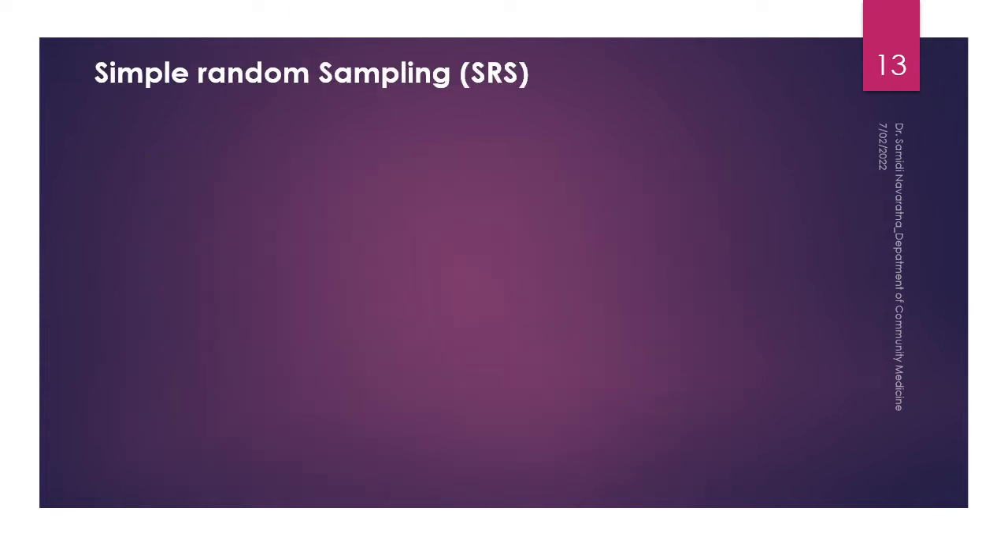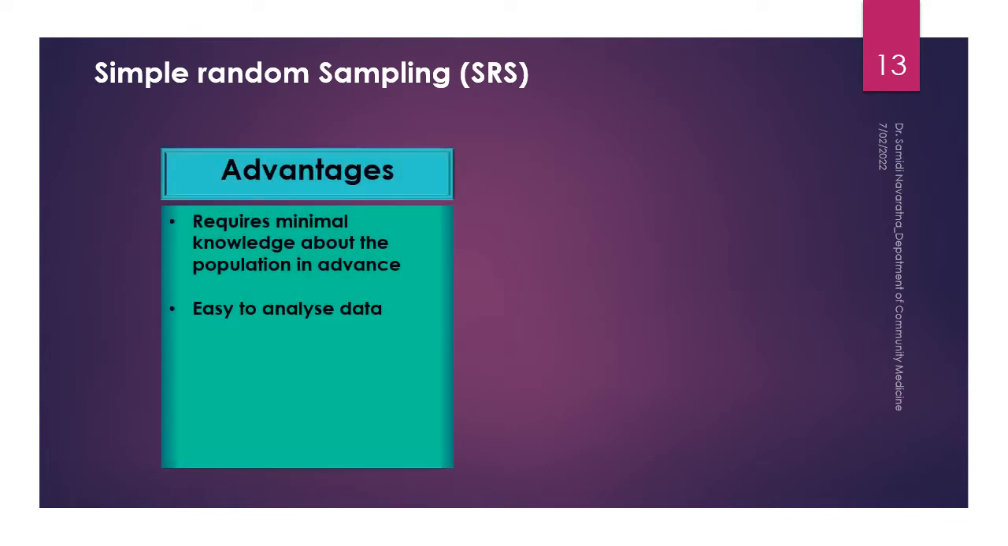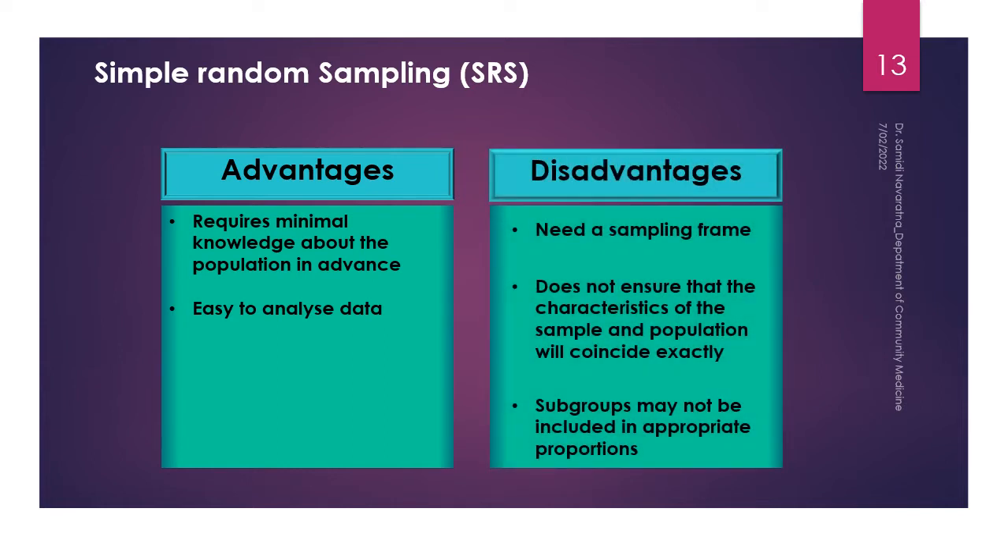What are the advantages and disadvantages of simple random sampling? Advantages are: requires minimal knowledge about the population in advance, and it's easy to analyze the data. The disadvantages are: need a sampling frame. You need a full list of the sampling units of your target population. So it's not always easy to have such a sampling frame. Therefore it's a big issue if you are going to use simple random sampling to choose your sample.